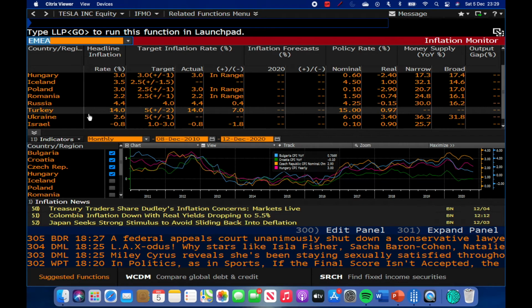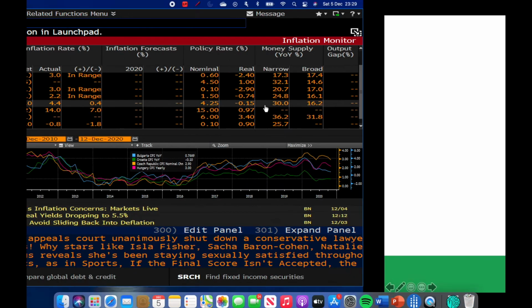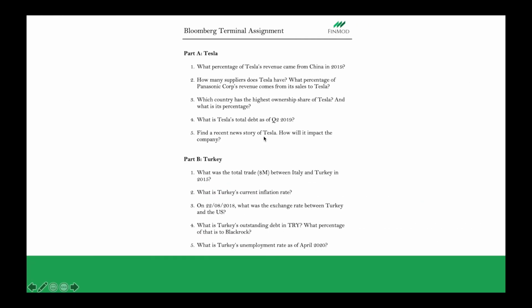The question wants the current inflation rate. We see that the headline inflation rate is 14% in Turkey, so it's quite high. The last release was on 2020-11-30, which is the 30th of November 2020. Moving on to the third question.